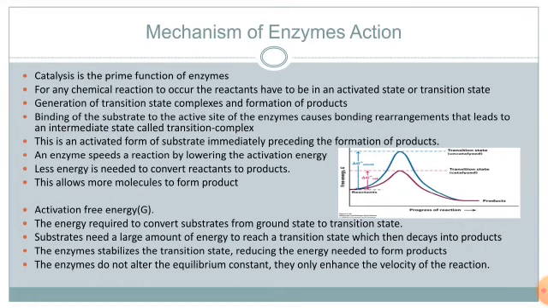Substrate needs a large amount of energy to reach the transition state, which then decays into the product. The enzyme stabilizes the transition state, reducing the energy needed to form the products. Enzymes do not alter the equilibrium constant; they only enhance the velocity of the reaction.